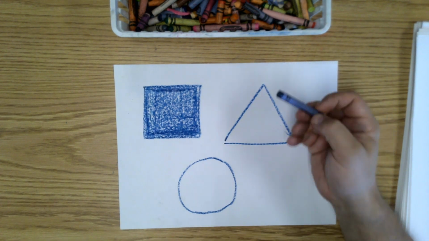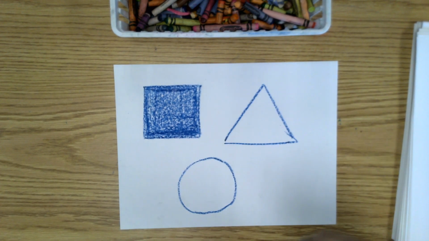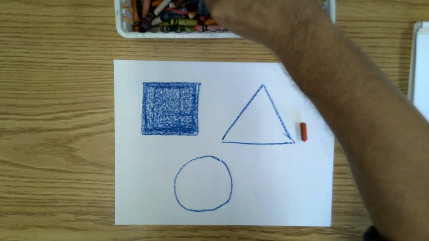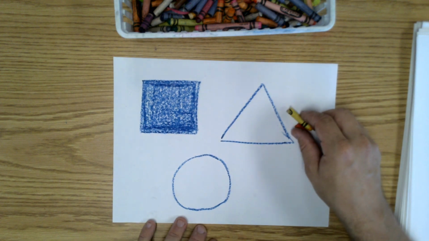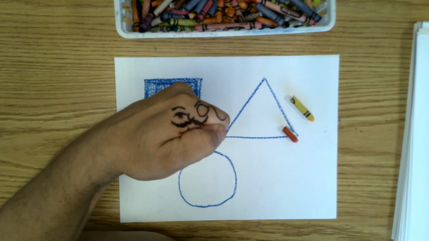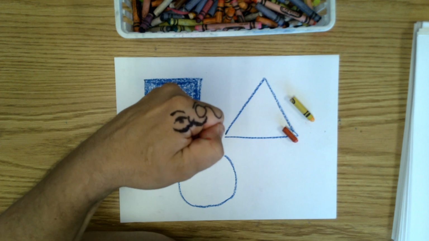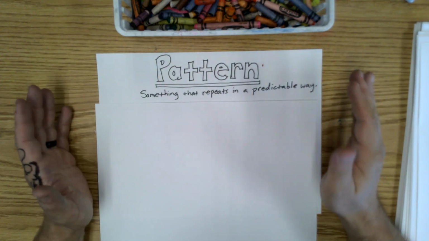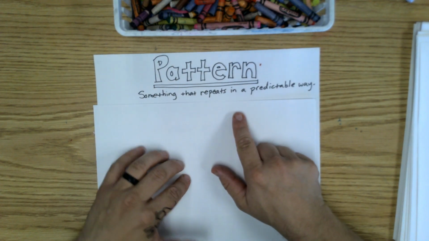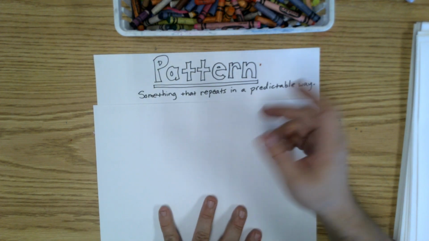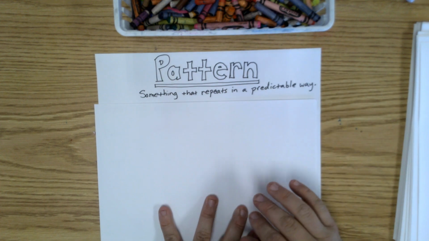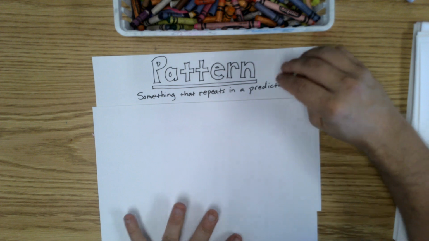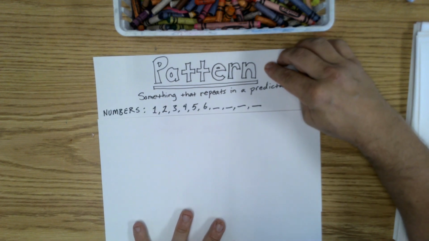But we don't have to just keep using the same color. And what's more, we can actually use our lines to add something called a pattern. A pattern? What, pray tell, is a pattern? Patterns are things that repeat in a predictable way, which means that once you see the pattern, you'll understand what thing comes next. Let's take a look at patterns with numbers.